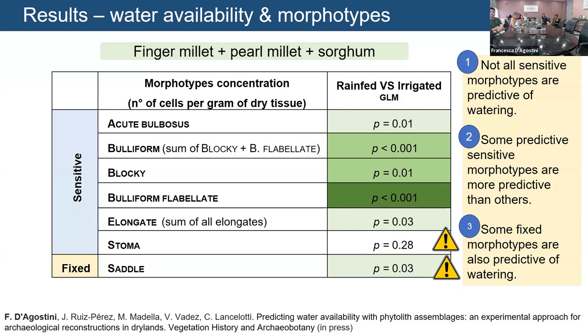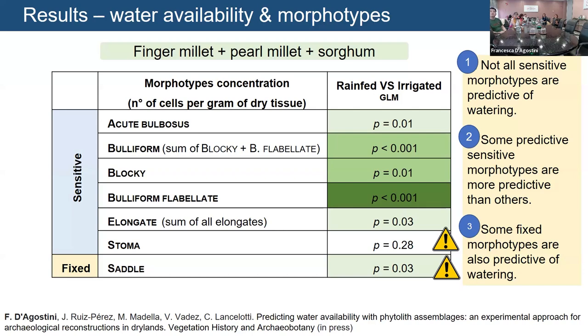I also tried to summarize the most important points that this result highlights. First of all, not all the sensitive morphotypes are actually predictive of the watering. Maybe they are predictive of other environmental phenomena, but in our case they were not really useful for prediction of watering. Some predictive sensitive morphotypes are more predictive than others. For example, we discovered that coliform phytoliths are really very good in the prediction. Before, I wasn't saying anything about isotopes and morphometrics, but coliform phytoliths are really very good indicators of water availability, even for silicon and oxygen composition and morphometry. So we should have a deep look into this type of morphotype.